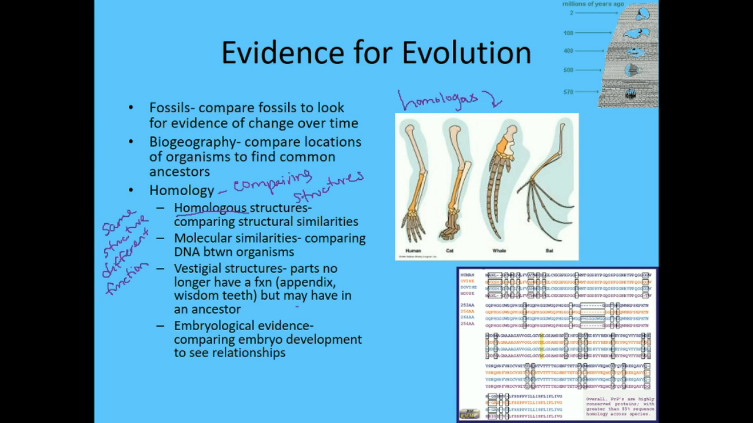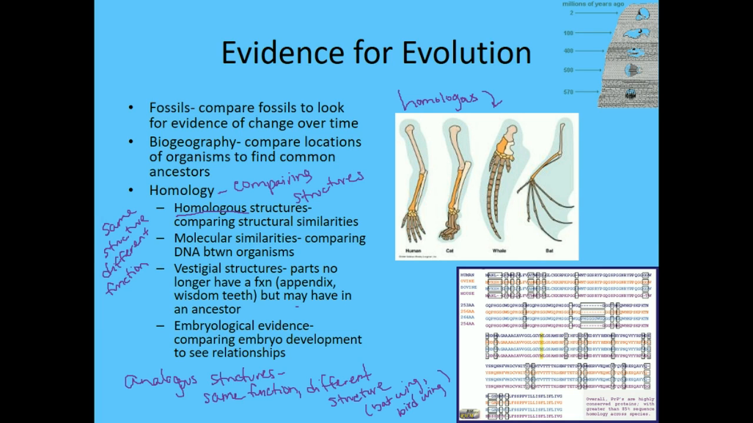Then another part of that is analogous. This one's not listed on there. Analogous structures are kind of the opposite. They're the same function, but different structures, or made of different materials. The example of this we talked about in class was a bat wing and a bird wing. They're made of different materials and such.